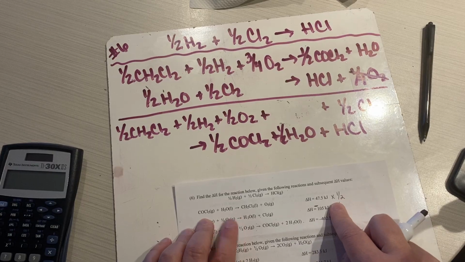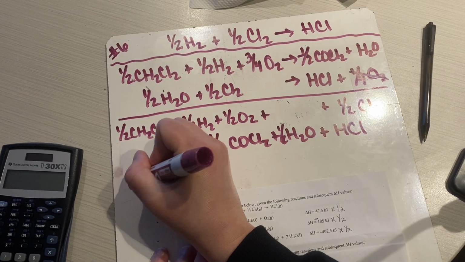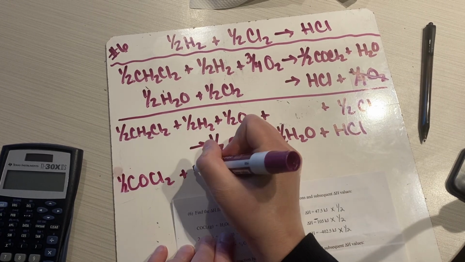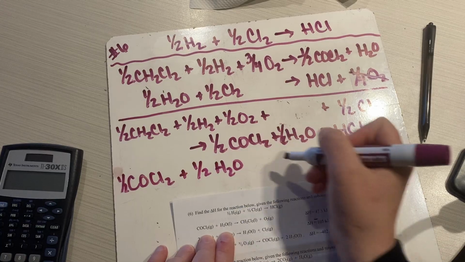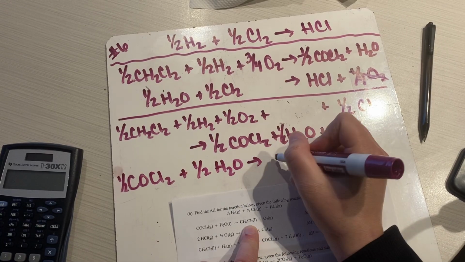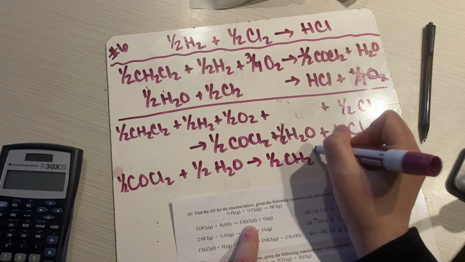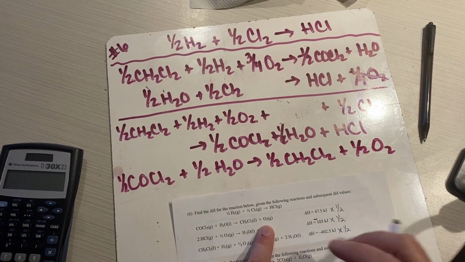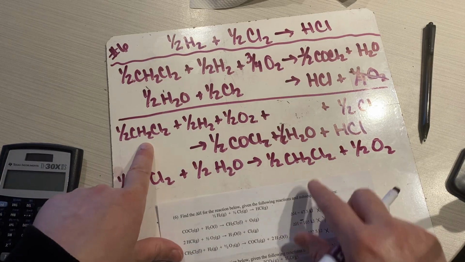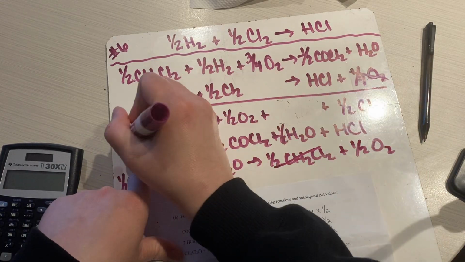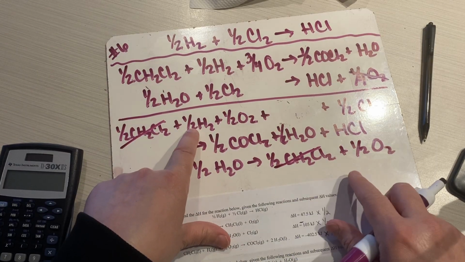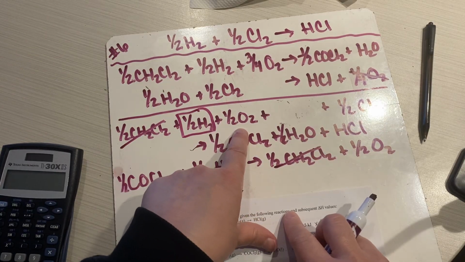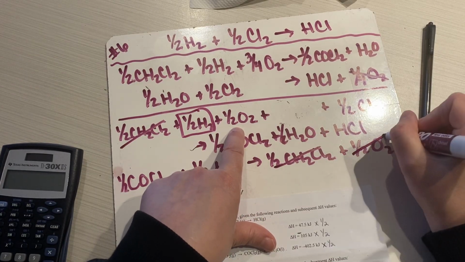So multiplying that by half, keeping the same order. So we've got half COCl2 plus half H2O gives us half CH2Cl2 plus half O2. So my half CH2Cl2 can cancel here. My half H2 I want. My half O2 is going to cancel with the half O2 on the right side on this one.